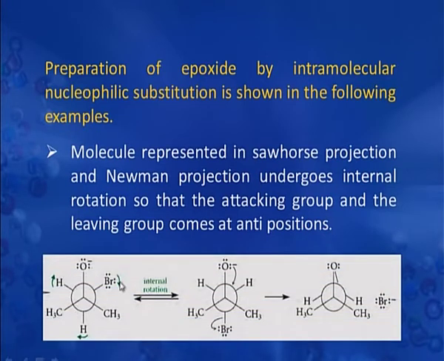In this particular situation, actually we are discussing the same molecule, but it is represented in Newman projection. The earlier one was the sawhorse and this is the Newman projection. Here again you can see that this is the alkoxide oxygen and this is bromide. They are next to each other. Internal rotation of the carbon-carbon bond brings the bromide and hydroxide at anti-position, and then there is attack of alkoxide on carbon and removal of bromide to generate this oxirane.